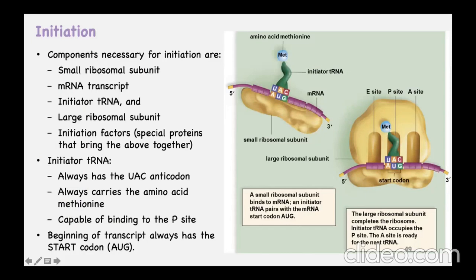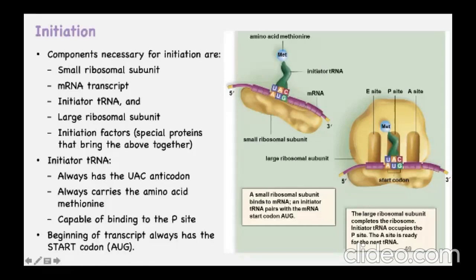Okay, so the first one is initiation. So component dia are all of these. These are all the necessary components for initiation. So initiator tRNA always has the UAC anticodon. Okay, UAC. Sebab start dia adalah AUG. AUG dia akan anticodon dia adalah UAC, and they will always carry the first amino acid, which is methionine. Okay. Dia akan mula-mula bind to the P site.